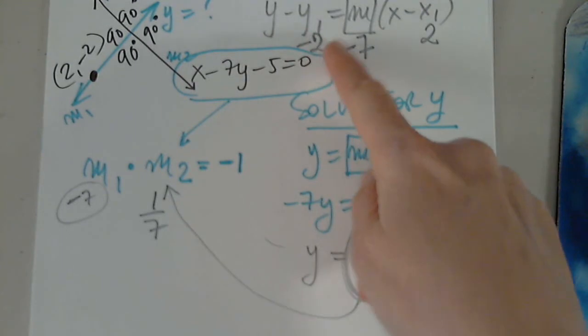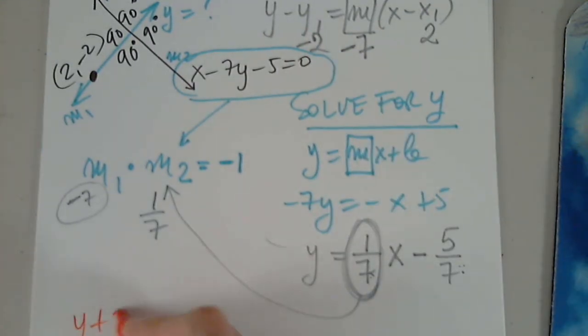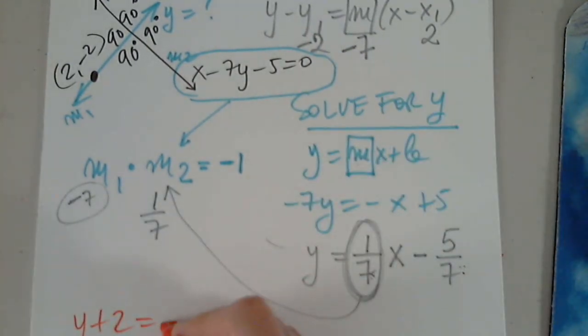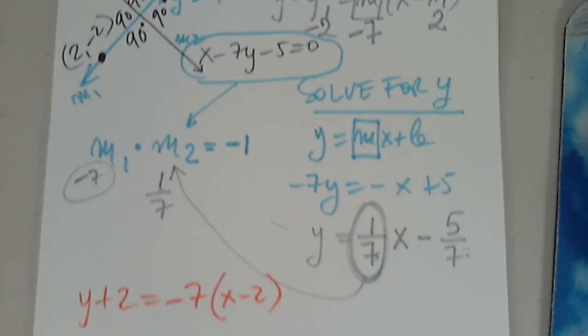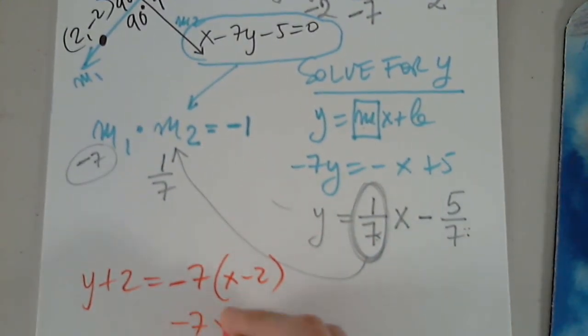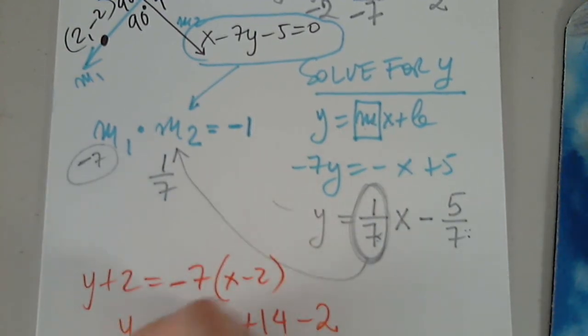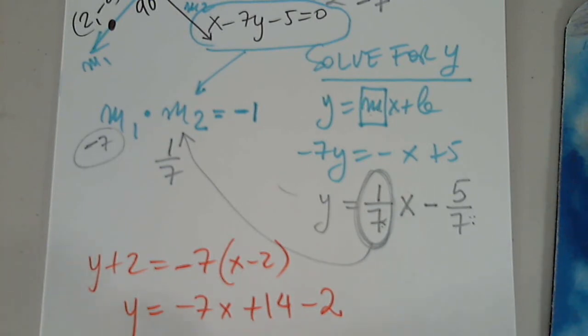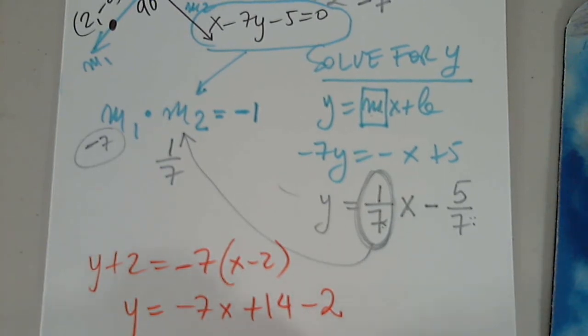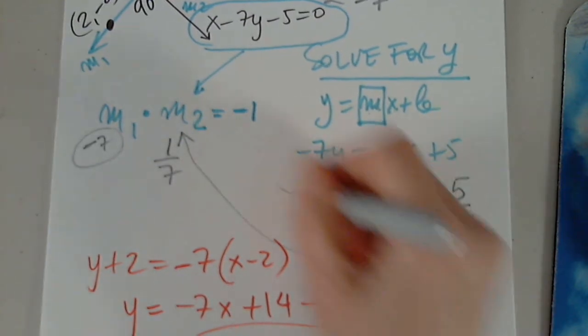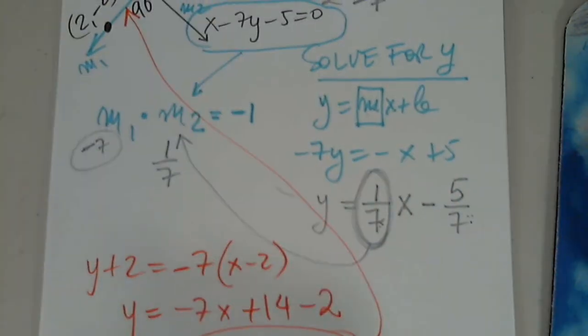Y minus negative 2. So this is y plus 2 equals negative 7 times x minus 2. I distribute, and I have to subtract 2. So then y equals negative 7x plus 12. What is this? The equation of this line.